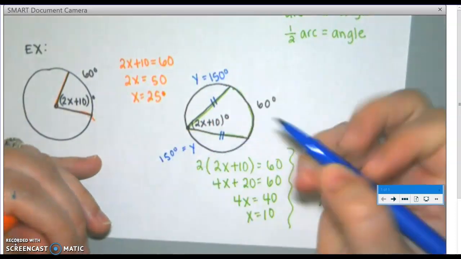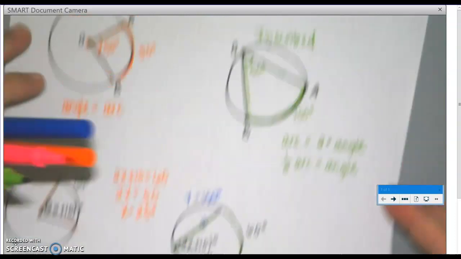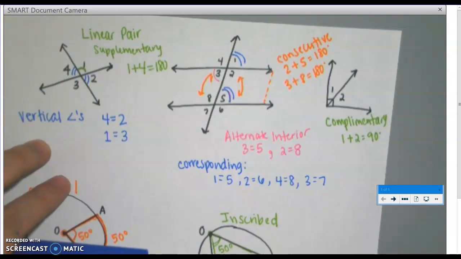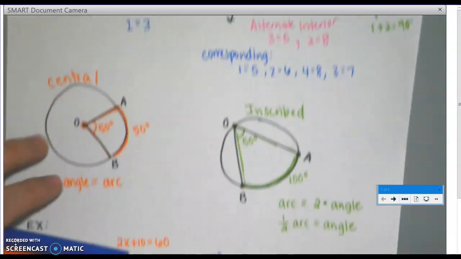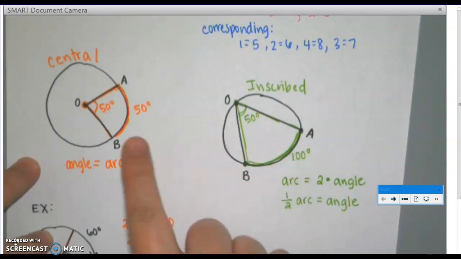So a lot of these problems are going to require multiple concepts and multiple definitions. So it will be really helpful if you remember the angle relationships from up here. And you obviously need to remember the relationship between the arc and the angle.